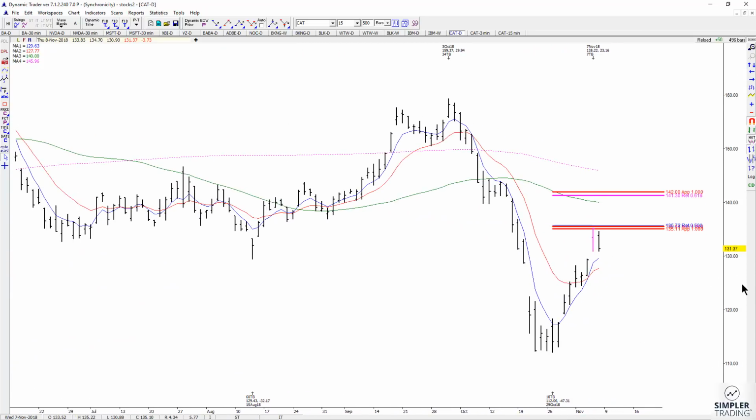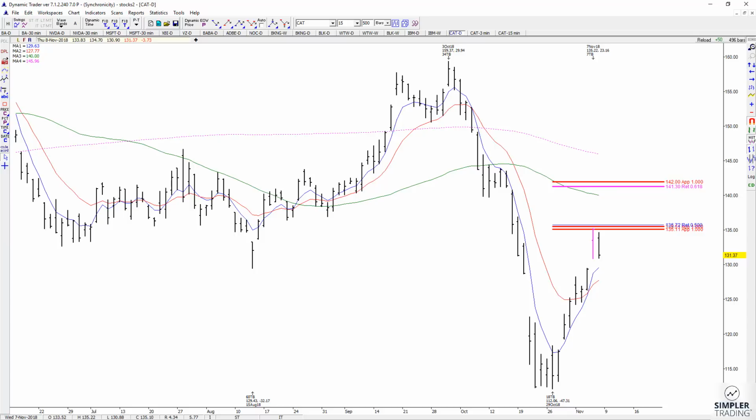The first area came in with the combination of two symmetrical projections of prior rally swings, the ones that were around 23 bucks, and it also overlapped a 50% retracement, so that's 135.11 to 135.72. The second area where I'd look for possible resistance is 141.30 to 142 even.